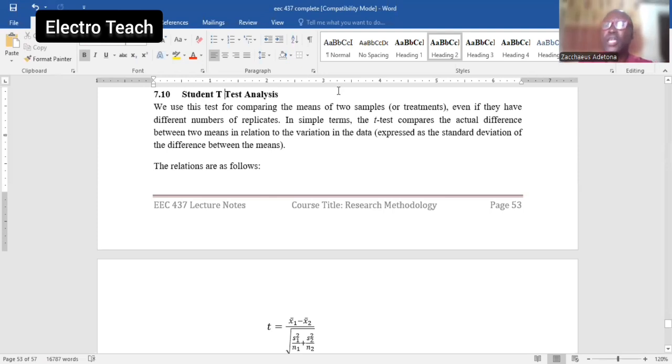So we want to go on now to the t-test. The t-test is applied to compare the means of two samples, only two samples or treatments. That is two sets of variables. The t-test is used for only two variables, two treatments, to check whether there's a significant difference between their means. So we need to use the standard deviation, the values, and then we have the t-test formula as we have on the screen here.